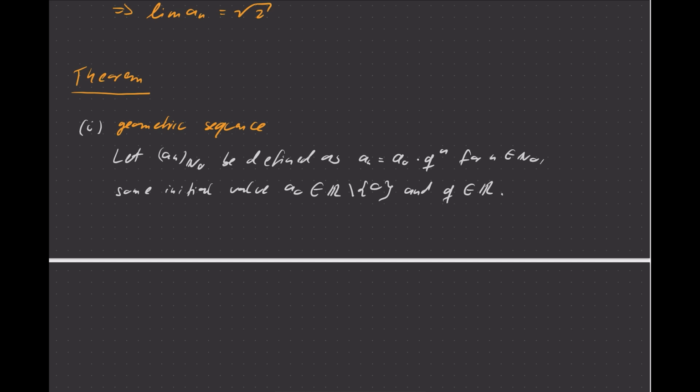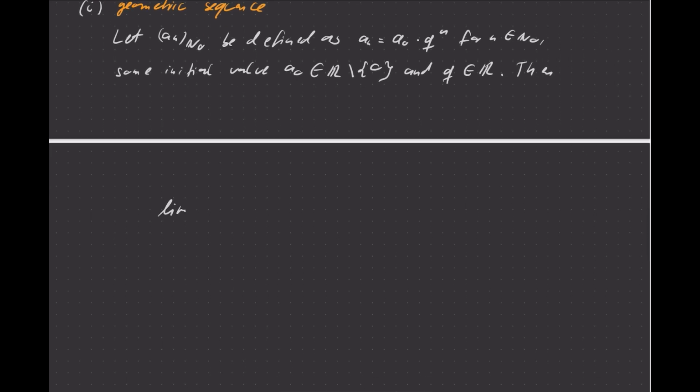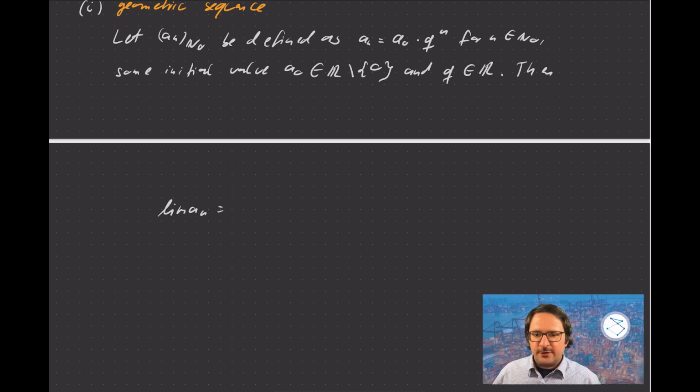For example, we've seen the sequence 1 over 2 to the power of n. So q is 1/2, a_0 is 1. That's a geometric sequence. And what we know about the convergence of that sequence is the following. The limit of a_n. So if we take a q that is strictly between -1 and 1, like 1/2, then of course the value decreases, or at least the absolute value decreases. It gets closer and closer to 0. So the a_0 does not matter, as the q to the n part converges to 0 already.